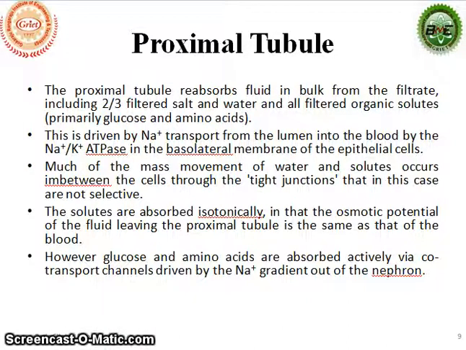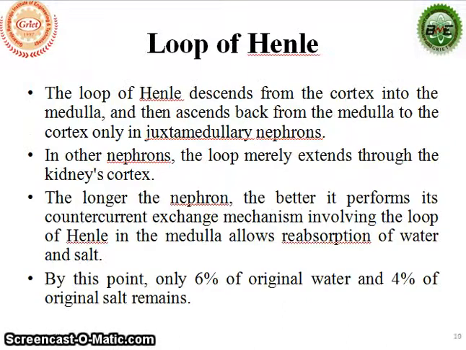The solutes are absorbed isotonically, in that the osmotic potential of the fluid leaving the proximal tubule is the same as that of the blood. However, glucose and amino acids are absorbed actively via cotransport channels driven by the sodium gradient out of the nephron. The loop of Henle descends from the cortex into the medulla and then ascends back from the medulla into the cortex only in juxtamedullary nephrons. In other nephrons, the loop merely extends through the kidney's cortex.